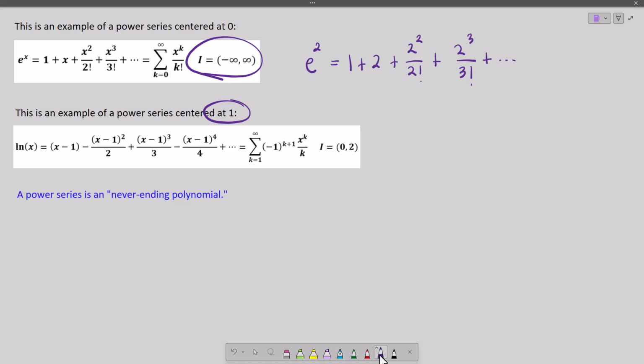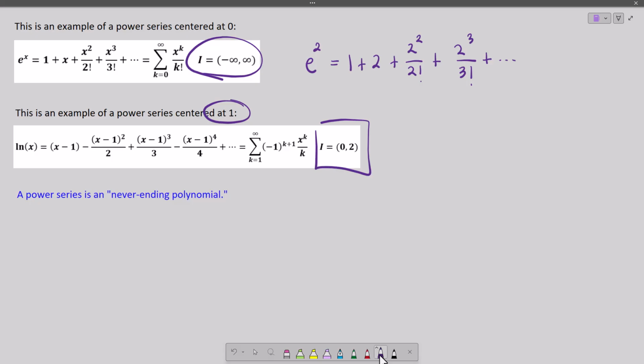This series only makes sense on this interval. Open at 0, open at 2. So 0 to 2. If you plug in 0, you plug in 2, or you plug in bigger than 2 or less than 0, you'll get divergence. The only x's that will give you convergence here are the x's between 0 and 2. So this series has a very limited interval of convergence.